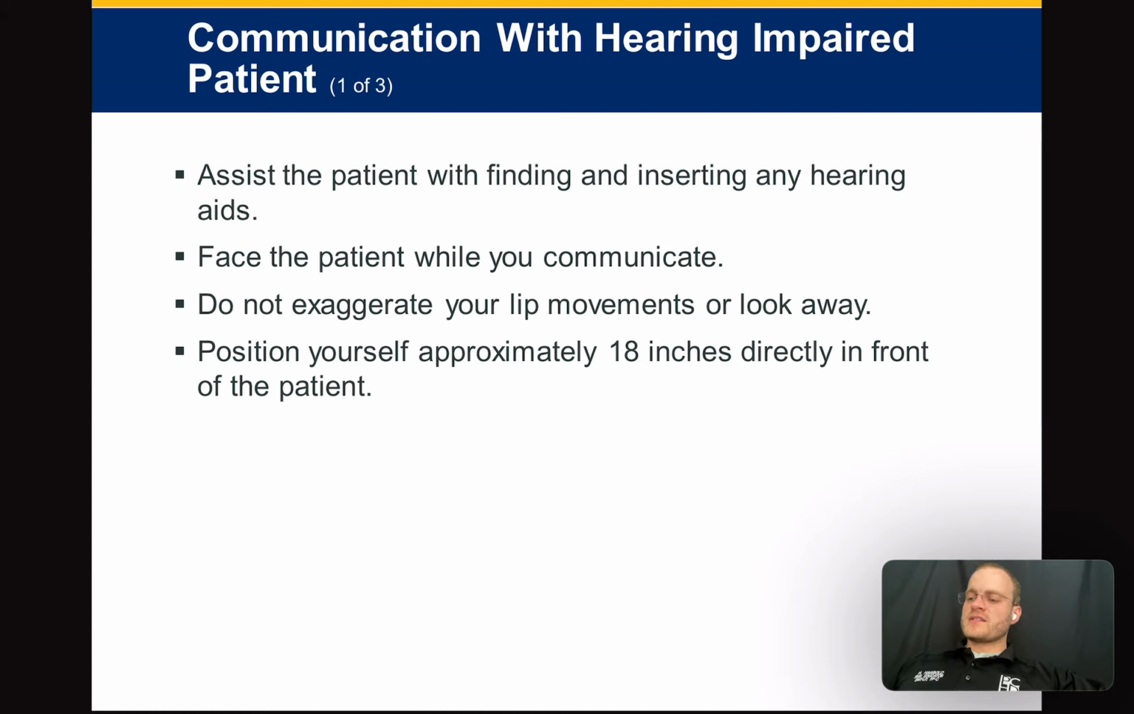And so a lot of times they read your lips. They become very skilled at that. And so just talk normal and they can usually understand what you're saying. It's actually quite impressive. Position yourself approximately 18 inches directly in front of the patient, right? If you're reading my lips from the side, that's a lot more difficult. If I'm looking at you straight on, it's a lot easier. So you want to be straight on with them.